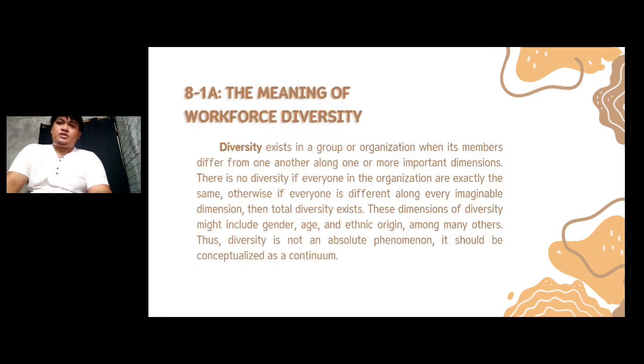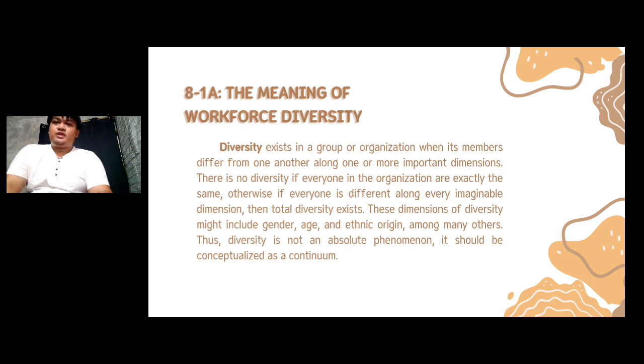So we tackle that diversity is about the differences in characteristics of each employee. Diversity exists in a group or organization when its members differ from each other along different dimensions, which we're going to tackle later on. So there is no diversity if everyone in the group or the organization is exactly the same. For example, if they are all Filipino men and they are 20 years old, then there is no diversity.